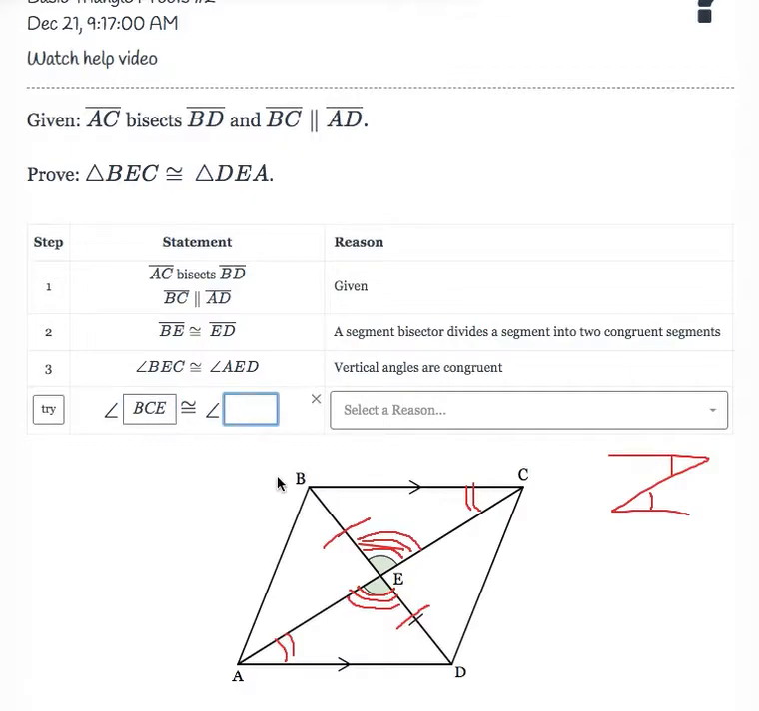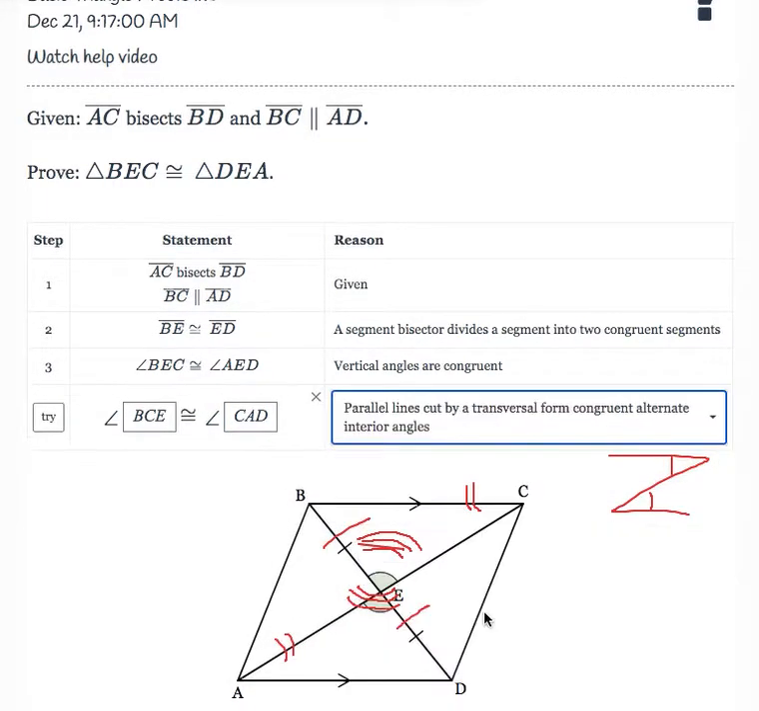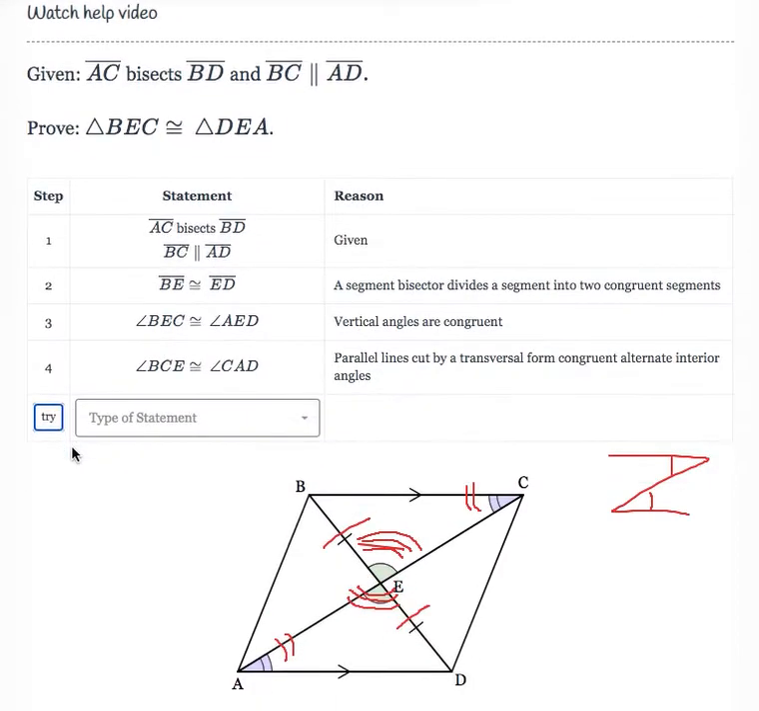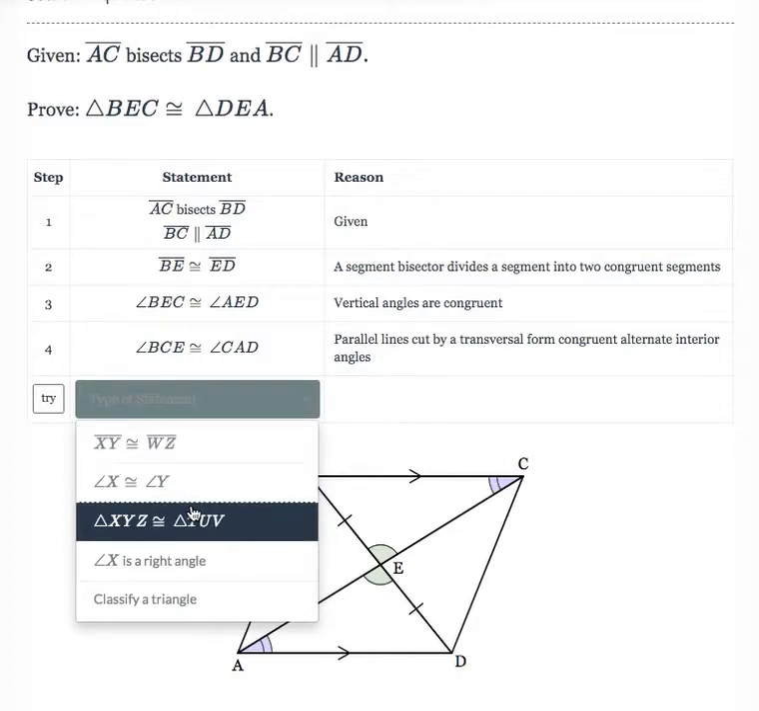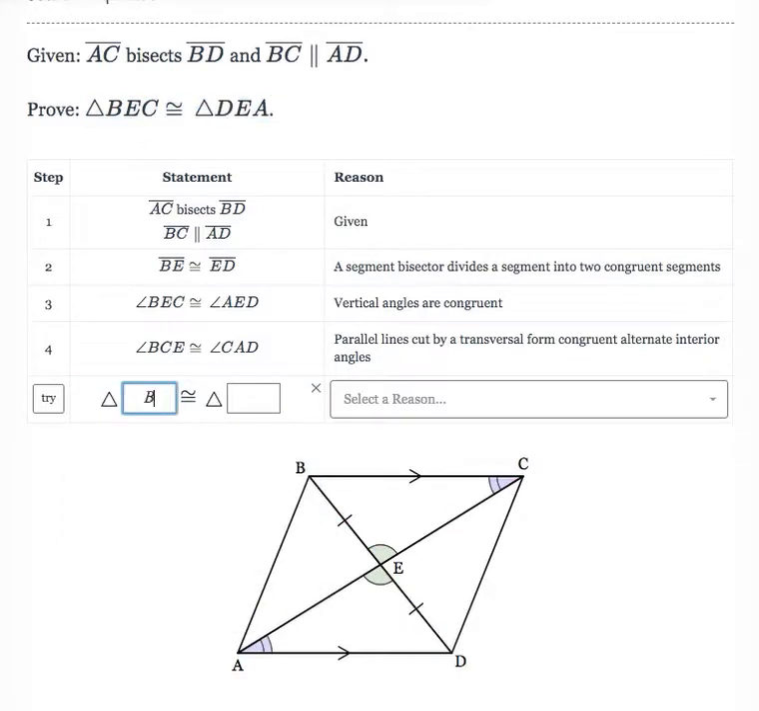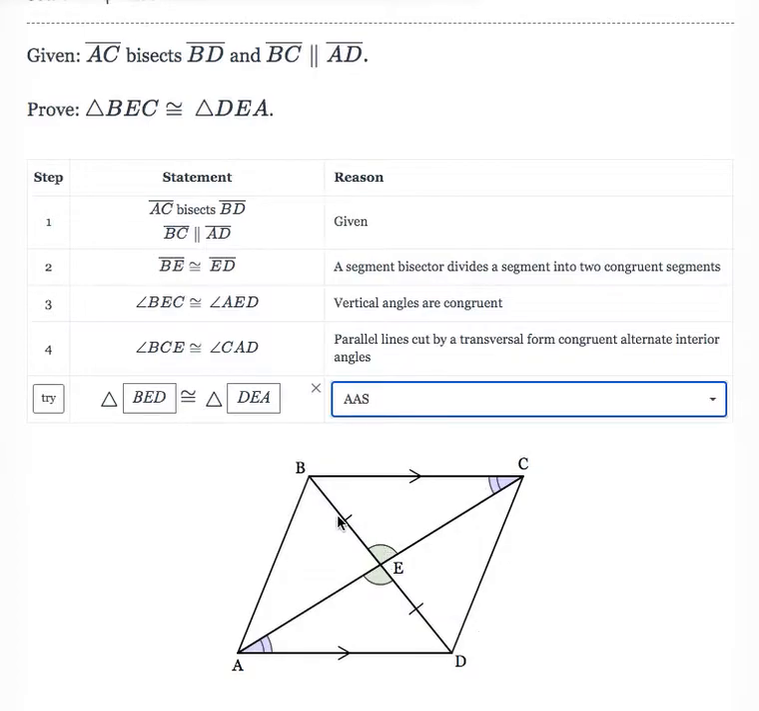BCE and CAD. C and A would be the vertex, those angles that we marked. And those are alternate interior angles because of those parallel lines. Finally, let me clean this up. It's marked for us. We have an angle, and then a side. So our proof statement is already given for us. BEC and DEA. Why? Because angle, and then a side match up. And again, I'm going to mark those real quick. We have an angle, then a side. An angle, then a side. That's the pattern we see.